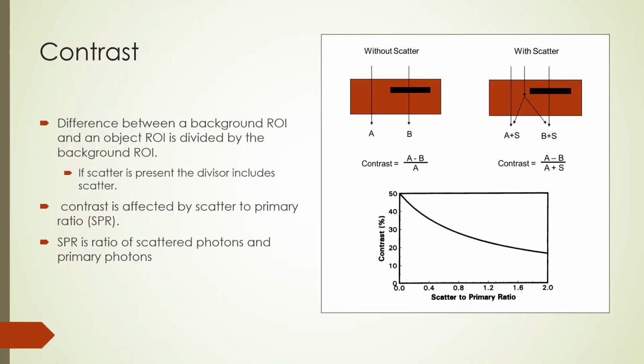Radiographic contrast is affected by scattered photons reaching the image detector. Scattered photons contribute to increased noise in the image. Noise is characterized by the standard deviation of the pixel signal. Contrast is calculated as the difference between a background ROI and an object ROI divided by the background ROI. This slide shows two contrast formulations, one with scatter and one without. The ratio of scattered photons and primary photons is called the scatter to primary ratio, SPR. The bottom graph shows how the radiographic contrast is degraded by increasing scatter to primary ratio.